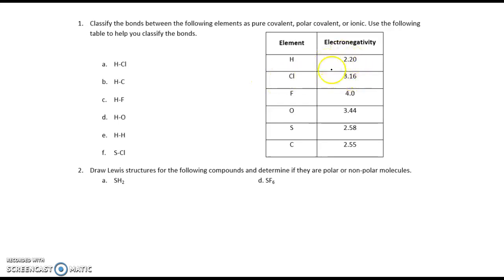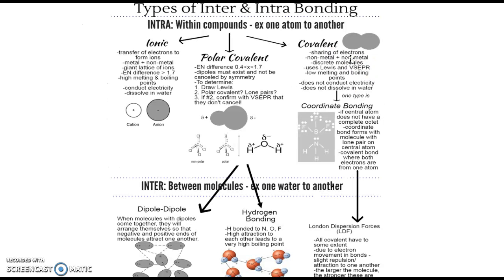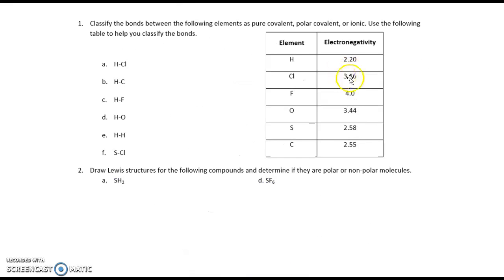So if you subtract the two of those, you need to figure out, okay, where does my value lie? So if we look here, if it's greater than 1.7, it's ionic. Between 0.4 and 1.7 is polar covalent. And then less than 0.4 is covalent. Okay, if you want to add that over here, you can. So, okay. Looking at this one here, we subtract 3.16 and 2.20. That's about 0.96. So that's clearly going to be in the range of polar covalent here.